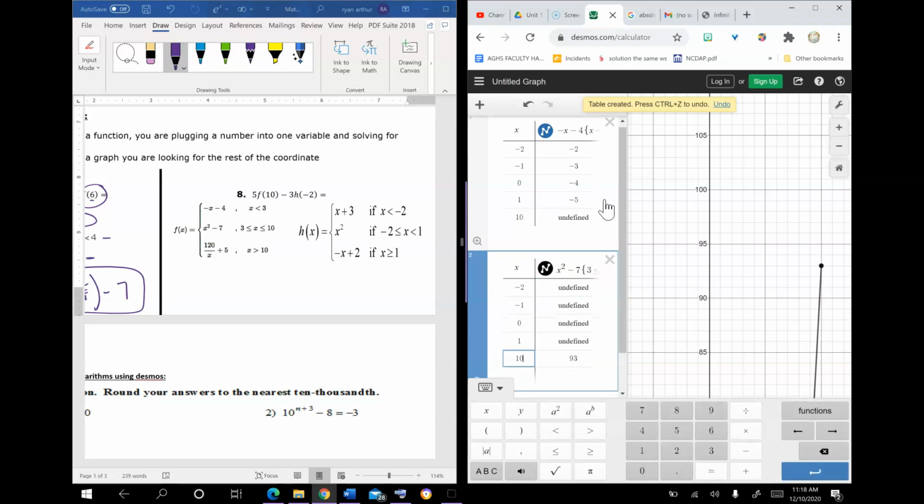Okay, so I type 10 in. So 10 can be this one, so you're done. So now I can say 5. I'm going to replace f of 10 with 93. Minus 3. Now I need to find out in this h function where negative 2 can fit in.